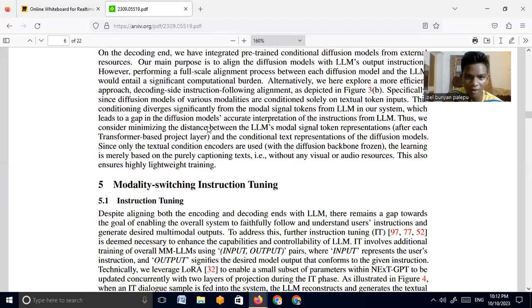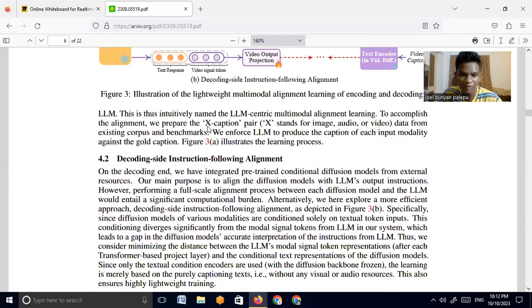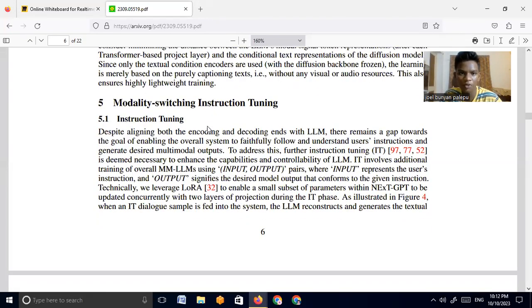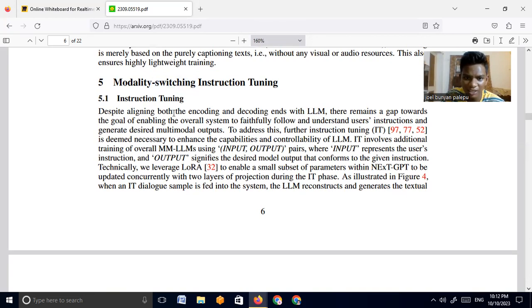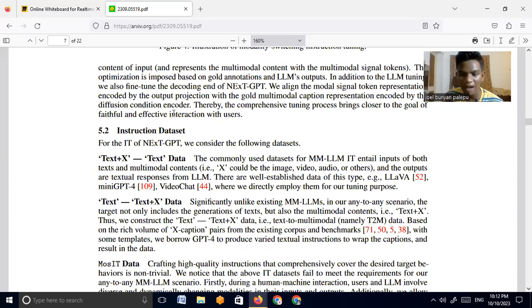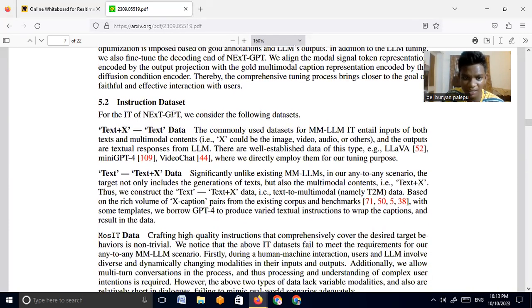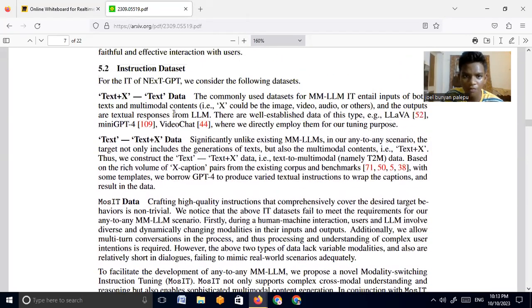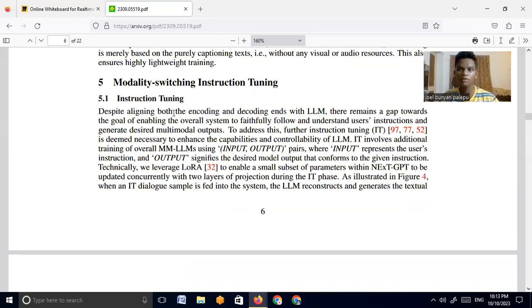That is the idea of alignment, and there is one more section which we will also look at, which is modality-switching instruction tuning. Instruction tuning is, I think, a pretty simple idea, which most of you would have an idea of what that means. And then we have the instruction dataset, which is the dataset that is used. So we'll just try to read through this, try to understand what is happening.